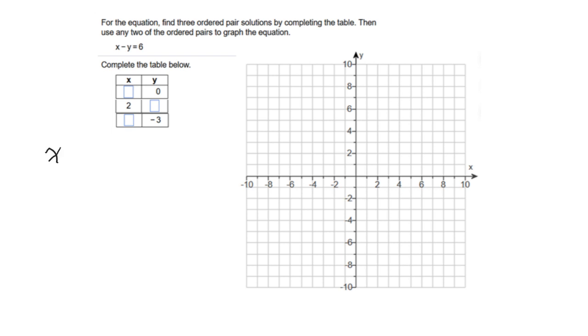Now, the first ordered pair, they gave me a y, and they're indicating that I need to find the x value. So let's write down the original equation. I have x minus y is equal to 6. All right, so the first one, they're going to look for x. We're going to substitute in that 0 for y, and this will give me x is equal to 6. All right, so the ordered pair here is going to be x is 6, y is 0.